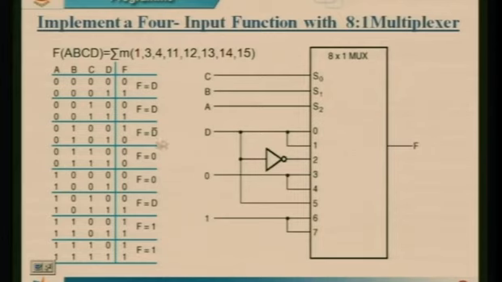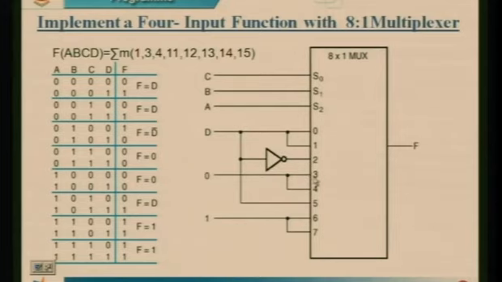So I2 I should connect D bar. Where will you get this D bar? By connecting a NOT gate, you will get a complemented output here. So D is an input where you are getting this side D bar, which is connected to the third input, that is I2. For I0 I will be connecting D, for I1 I will be connecting D, for I2 I will be connecting D bar, the complement of D.